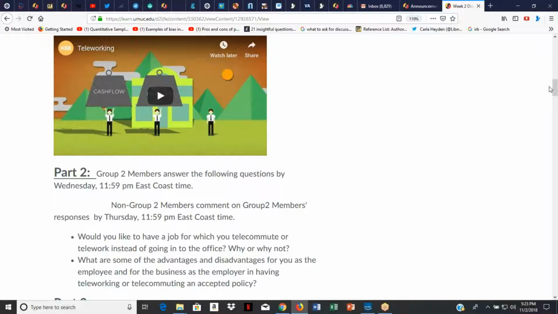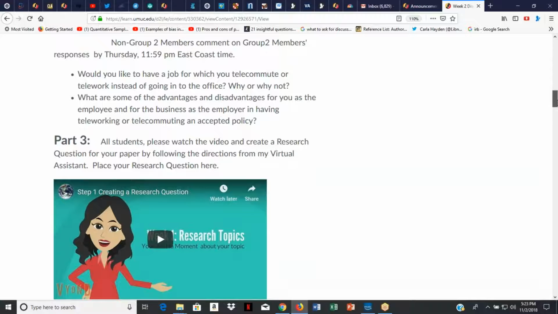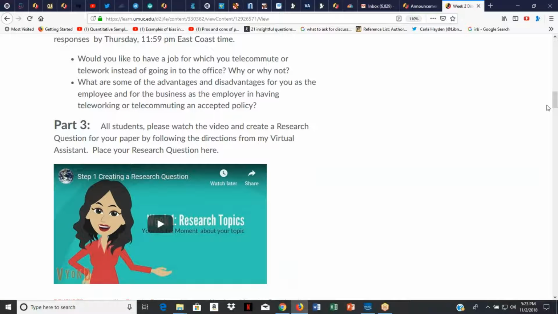And then with part 3, all I'm asking you to do, and I sent the research topics out earlier, is start thinking about what your research question is based on the topic that you were given. So you might want to just take that topic and make it into a question, but see if you can find an article through Google.